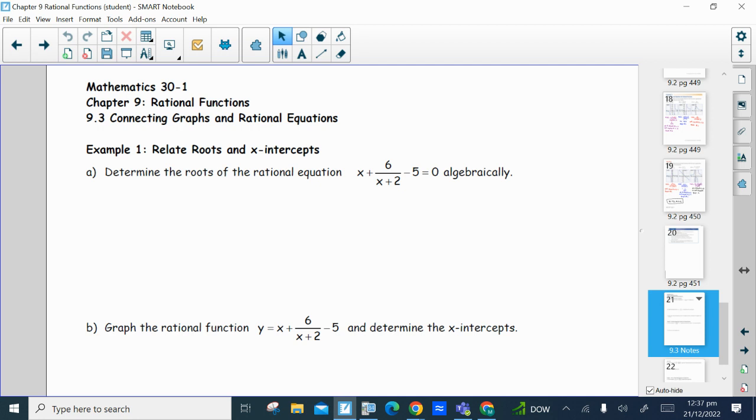Okay, so the roots are the zeros, they are the solutions, they are the x-intercepts of a graph. So if we want to find the roots or the x-intercepts algebraically, remember the x-intercepts are always found where y equals 0. Okay, so we want to solve this equation. We've already got y equaling 0.